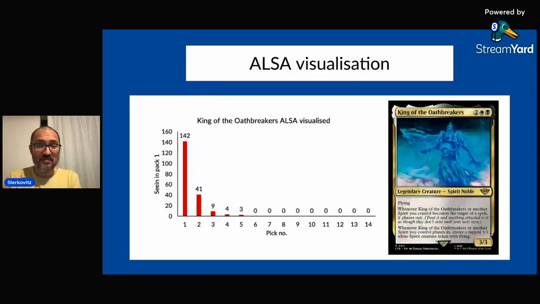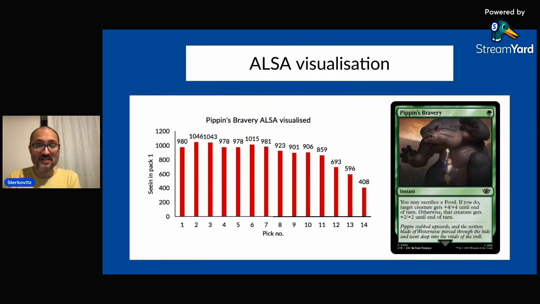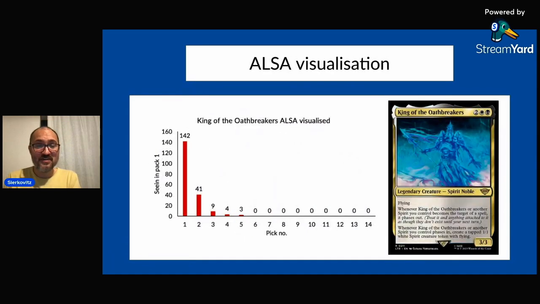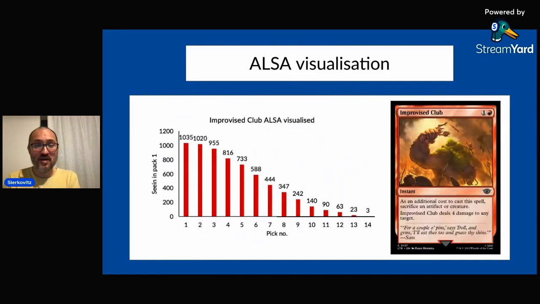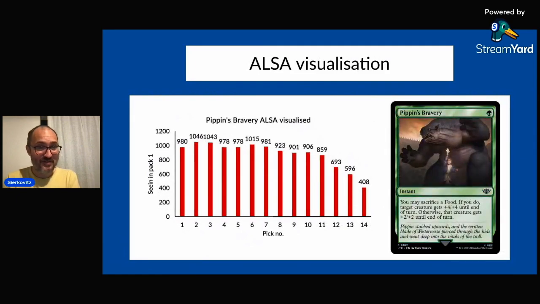So these are maybe 4 different categories of ALSA cards, and how the ALSA visualizes for those cards. If I flip the graphs very quickly, you can see how those averages move up and up and up until you reach the cards that basically don't disappear from the packs for quite a long time. So that's how you should look at ALSA, and that's how you visualize the ALSA.